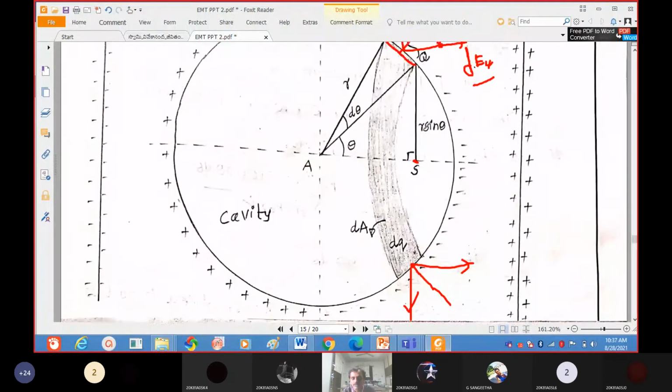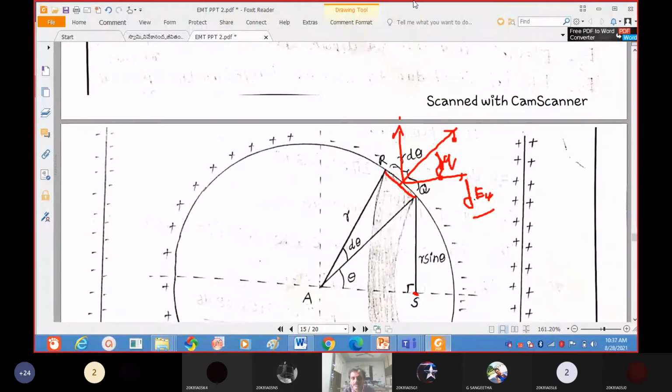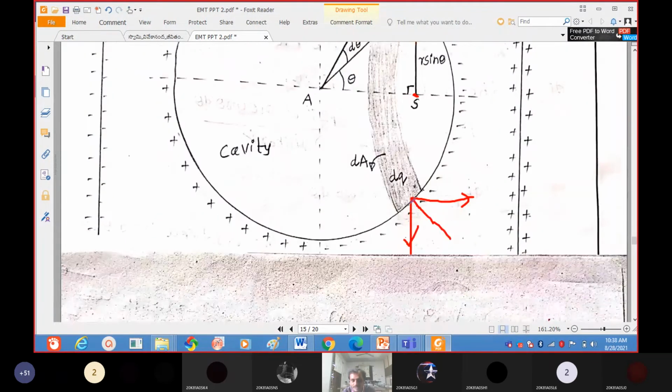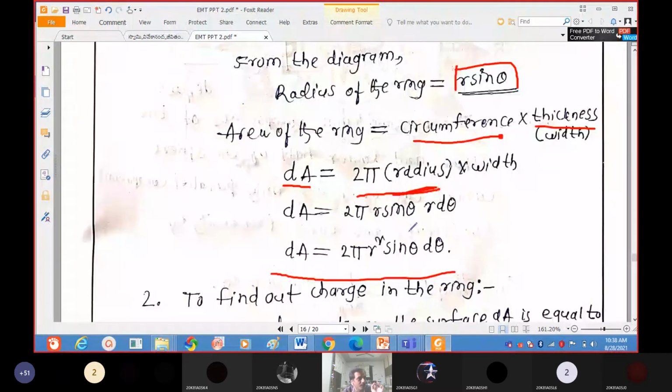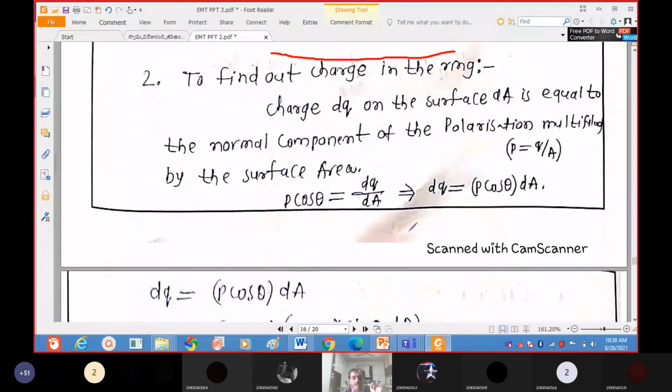The vertical components are cancelled with each other, because the vertical component direction is along this direction here. Similarly, if you take this point, it is like this direction. That's why the vertical components of polarization are cancelled out with each other. Vertical component means P sin theta, horizontal component means P cos theta. So only the horizontal component will be present.